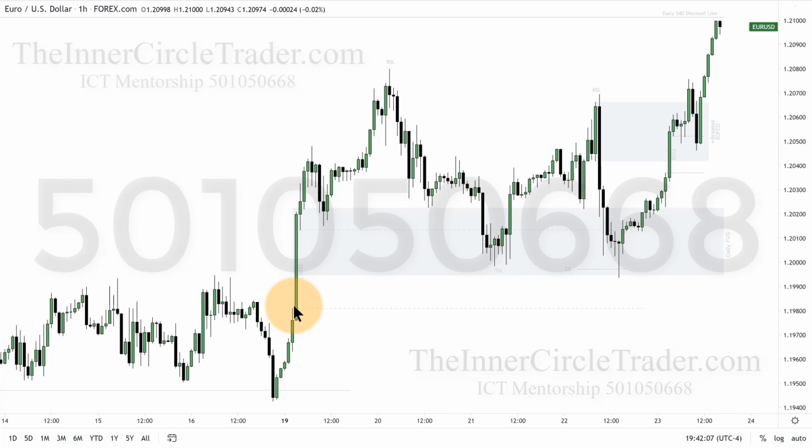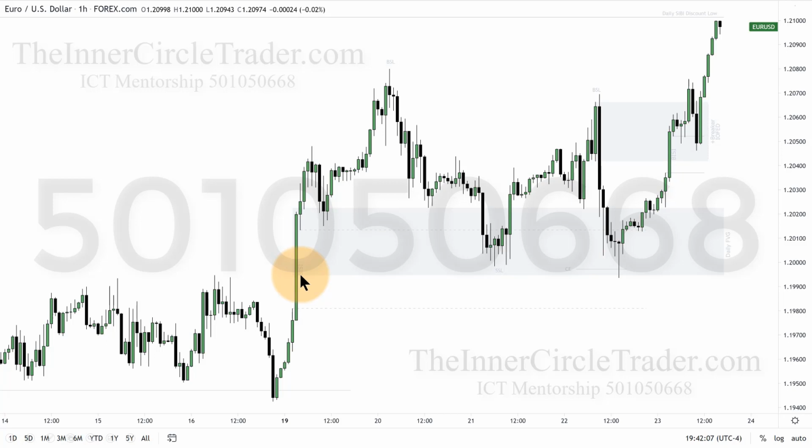Which imbalance has more of an influence? In other words, if we were to put them in a hierarchy of who's most authoritative, who's the parent and who's the child, the daily fair value gap that's shaded here, that's the parent PD array. So it need only come back down into that and not the lower time frame imbalance here.